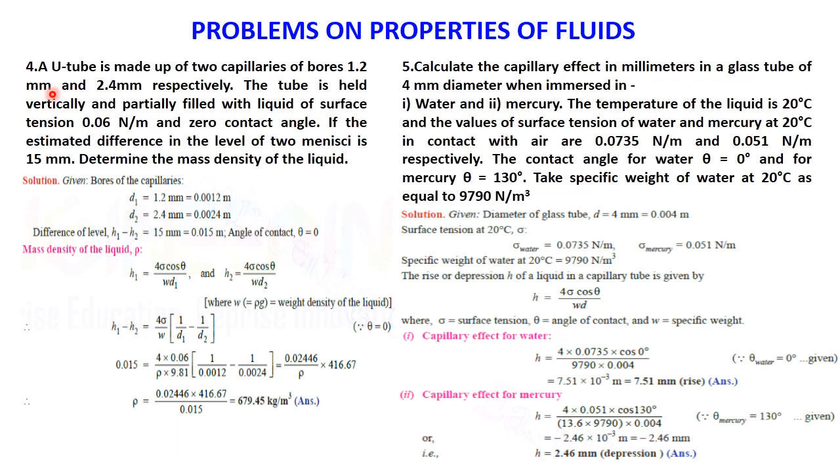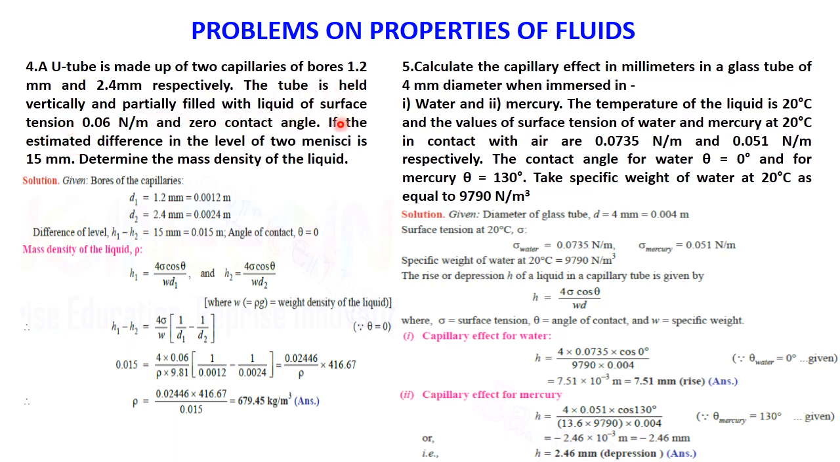Then going to problem number 4, based on the capillary tubes only. A U-tube is made up of two capillaries of bores 1.2 mm and 2.4 mm respectively. The tube is held vertically and partially filled with liquid of surface tension 0.06 Newton per meter and zero contact angle. If the estimated difference in the level of two menisci is 15 mm, determine the mass density of the liquid. So see now, here there are two capillaries given and the diameters of both capillaries are 1.2 mm and 2.4 mm respectively.